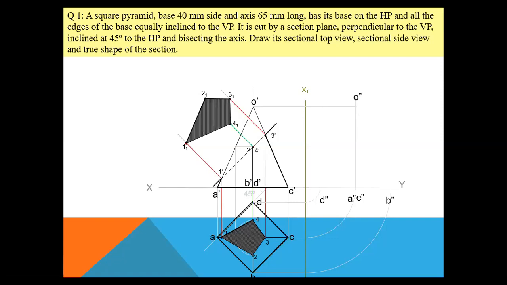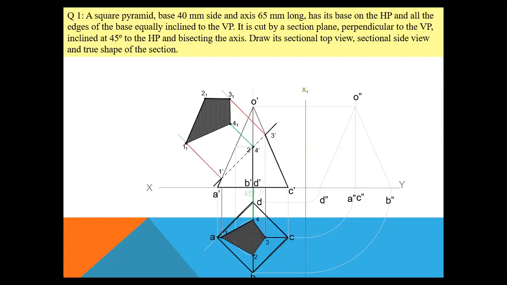O double dash, fine. Next, what I need to do? I need to complete the triangle. That means I have to join O double dash with D double dash and O double dash with B double dash. Let us join them. Now this is my normal left hand side view. But in this question, what has been asked is that I have to draw the sectional left hand side view.